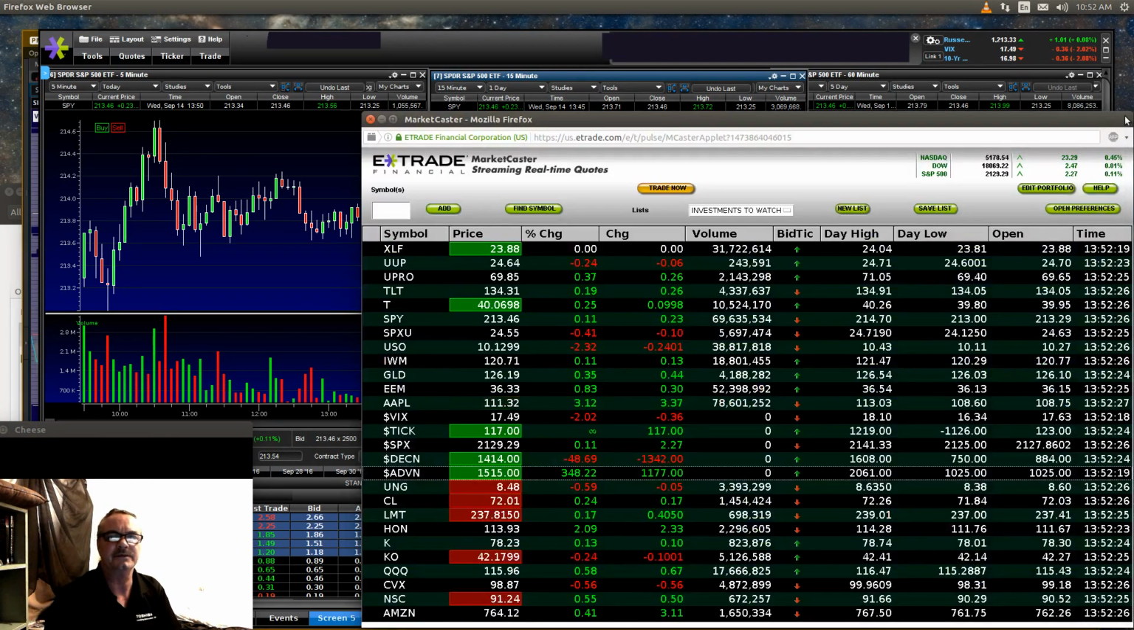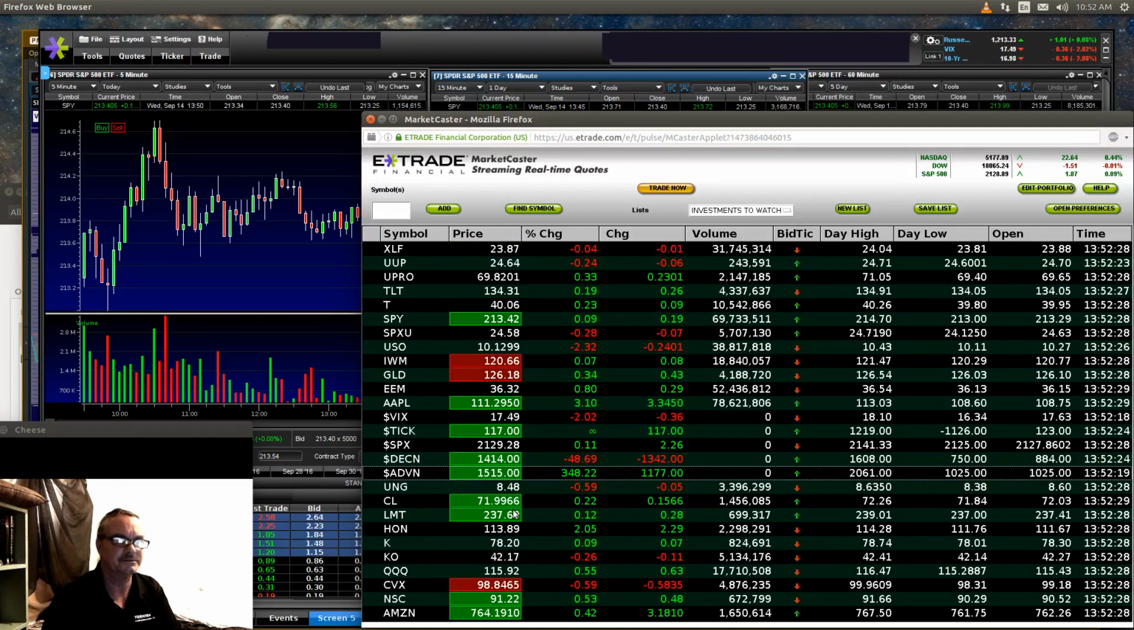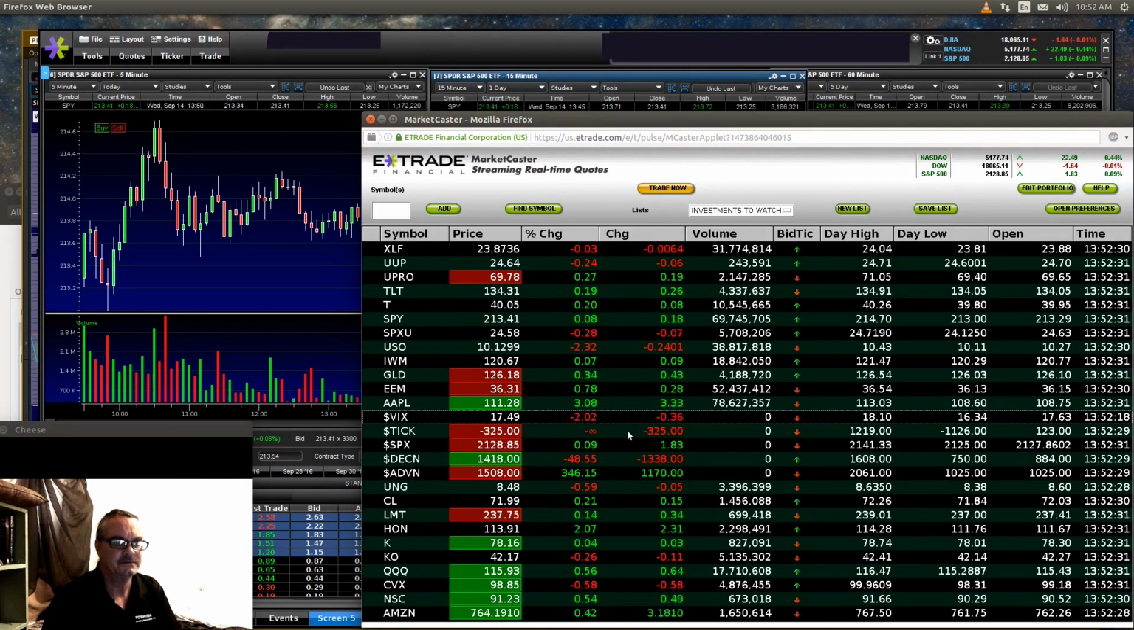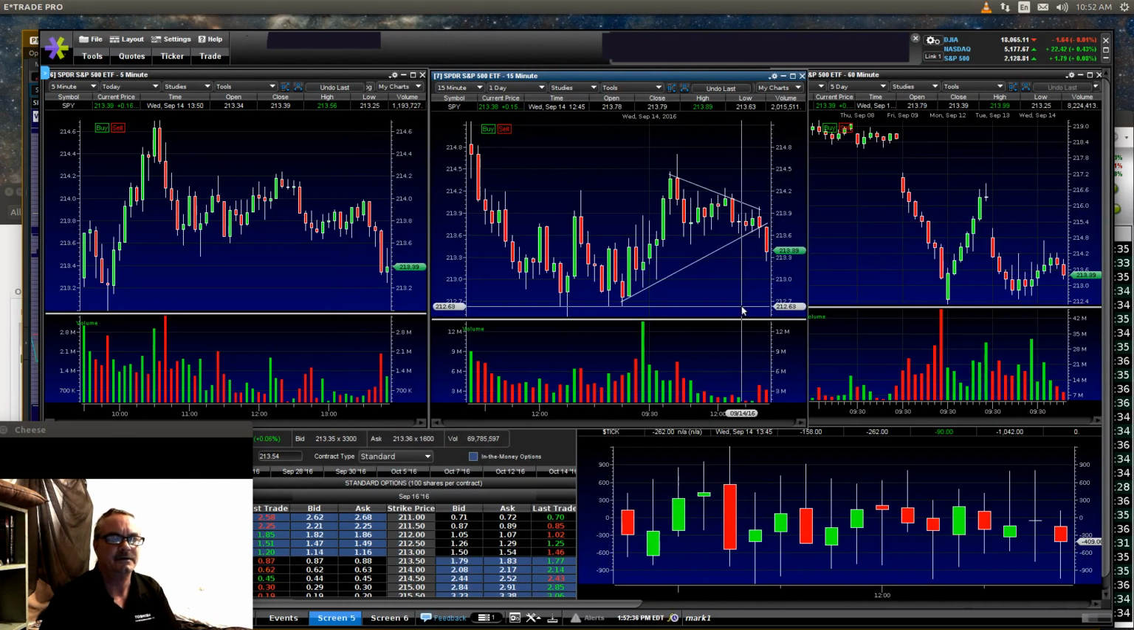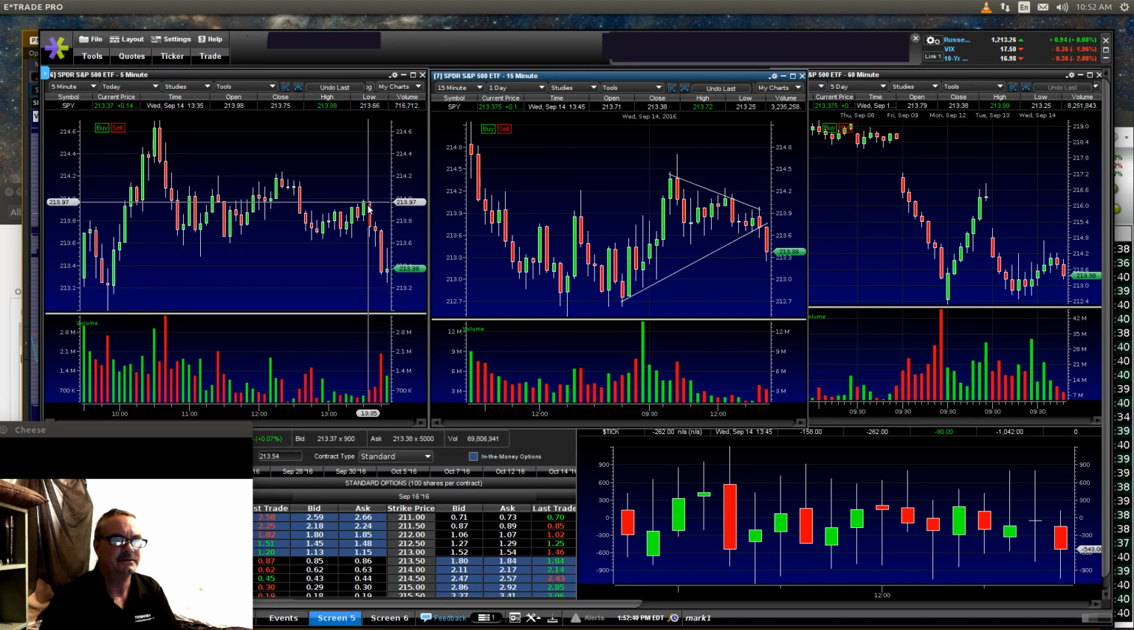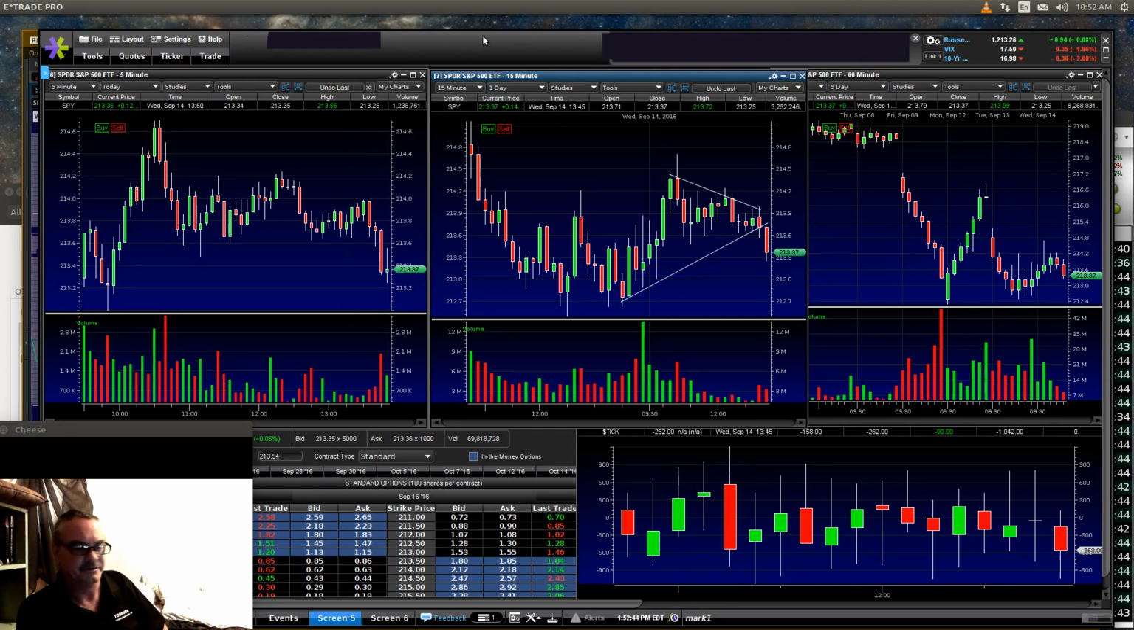Bulls are gonna make another play here soon. I think they're gonna make another play here, or this is just a flag down. Yeah, see, I have no idea.